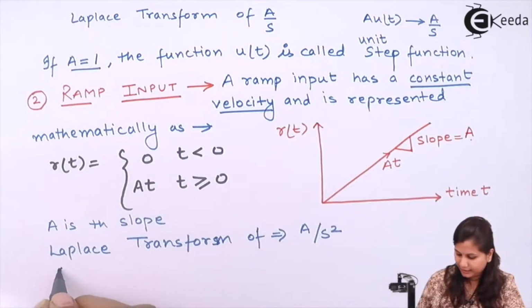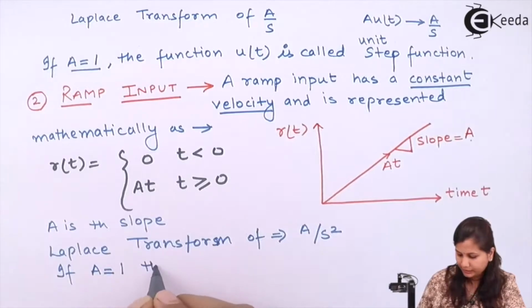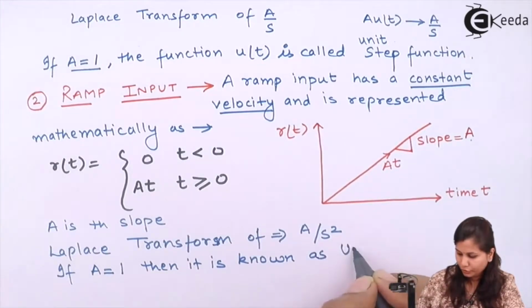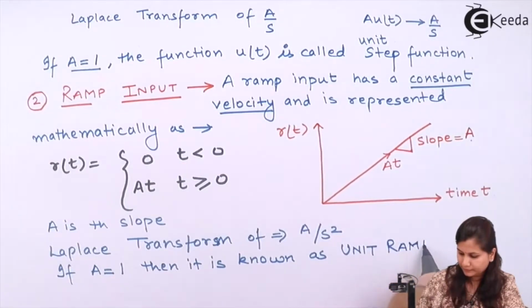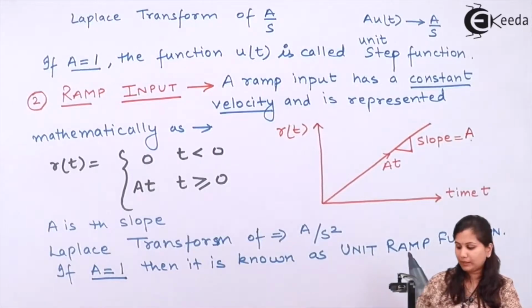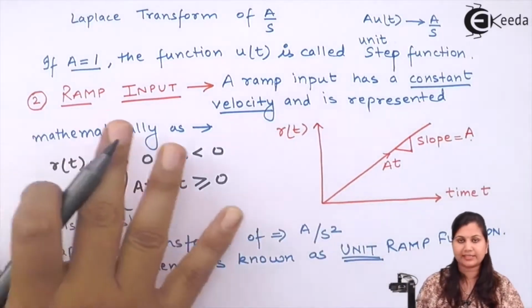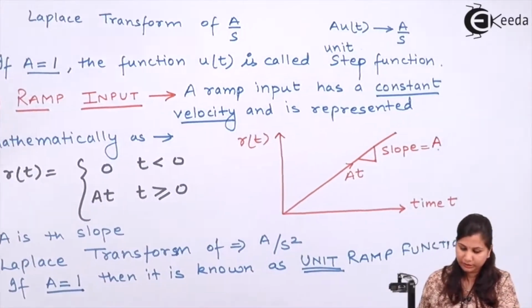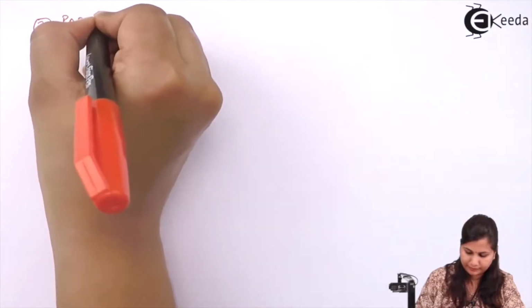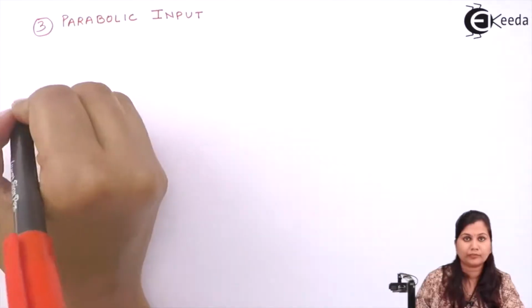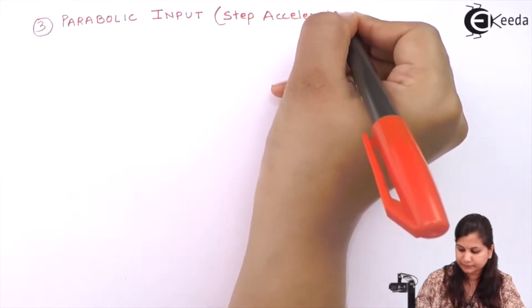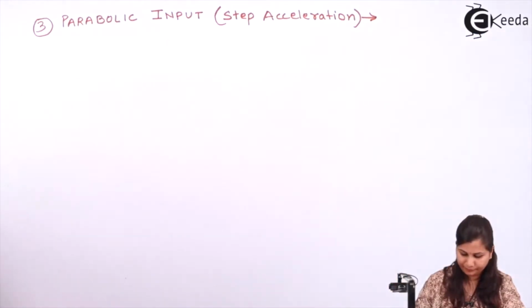If this constant A equals 1, then it is known as the unit ramp function. That is, if the amplitude is 1, it becomes the unit ramp function, otherwise it is a ramp input. Now the third input is the parabolic input. This is also known as step acceleration. So how do we define it?